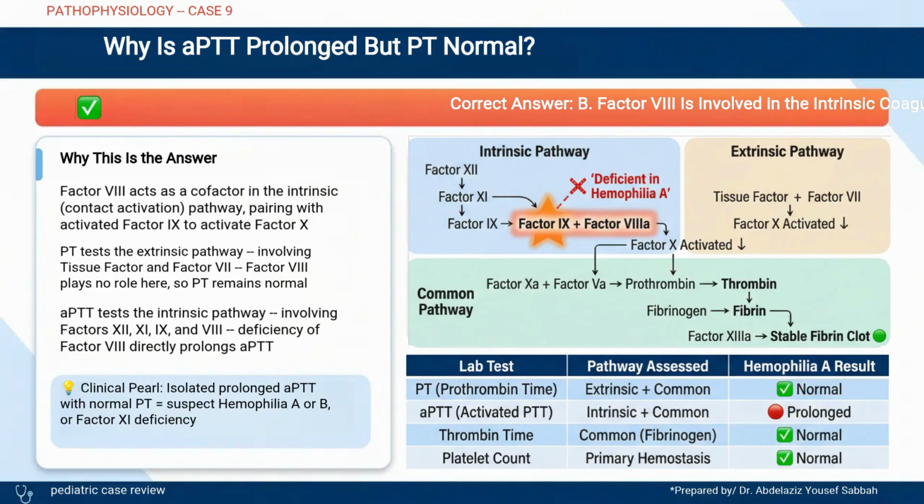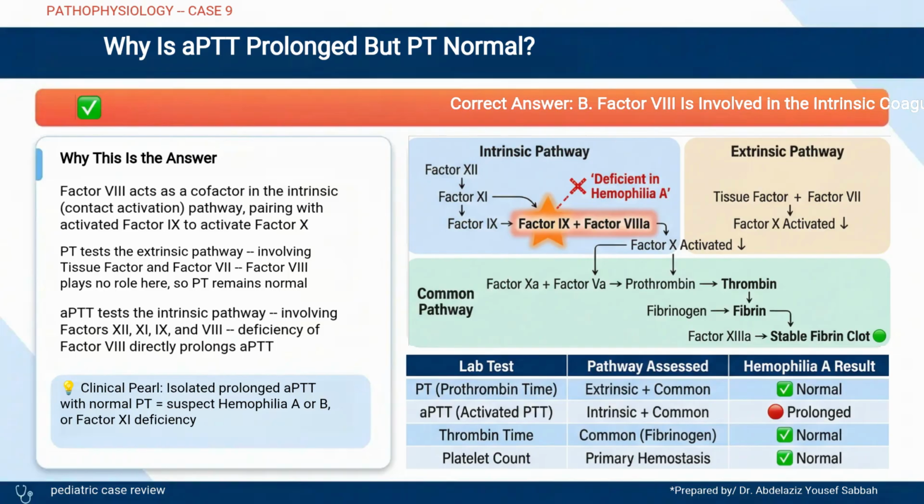Factor VIII acts as a cofactor in the intrinsic, also called contact activation, pathway, pairing with activated factor IX to activate factor X. The prothrombin time tests the extrinsic pathway, which involves tissue factor and factor VII. Since factor VIII plays no role in the extrinsic pathway, the prothrombin time remains normal in hemophilia A. The activated partial thromboplastin time tests the intrinsic pathway, involving factors 12, 11, 9, and 8. Deficiency of factor VIII directly prolongs the activated partial thromboplastin time.